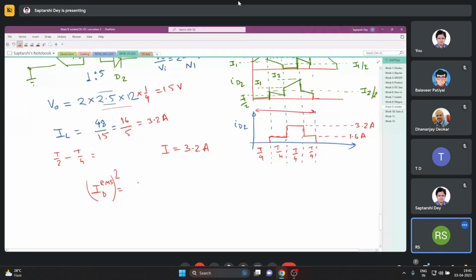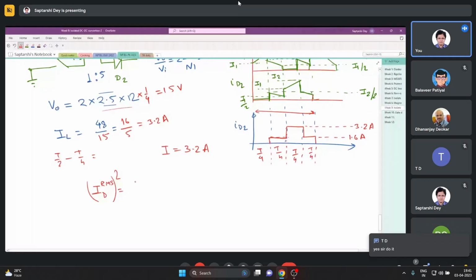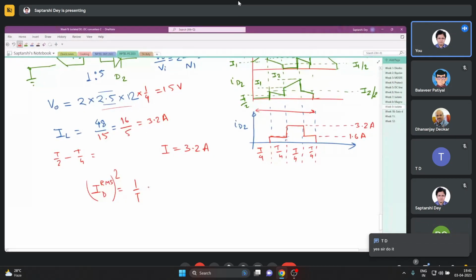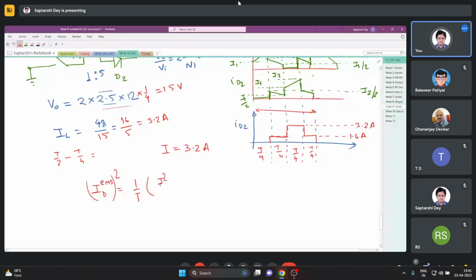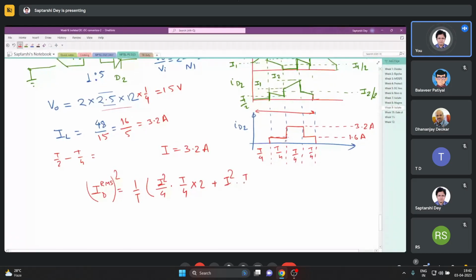We can do it. It's easy, no? Someone said yes, do it. So it's current squared times the duration. Say I am writing I as 3.2. So I squared by 4, that flows for T by 4, right? Happens twice. I squared flows for T by 4.